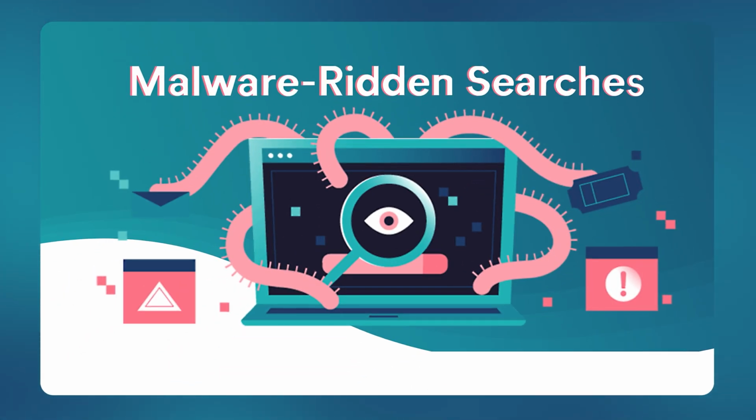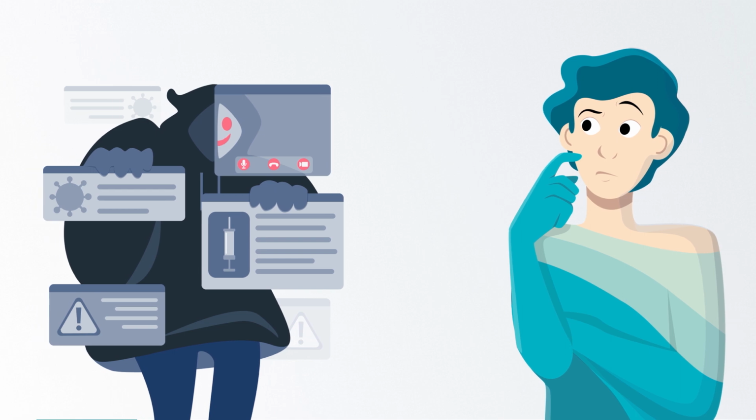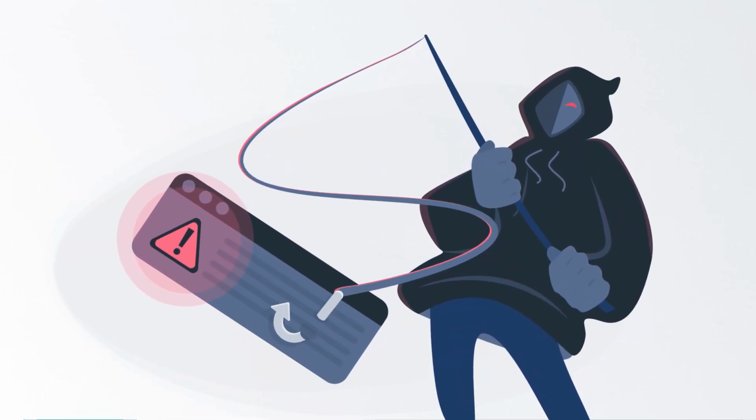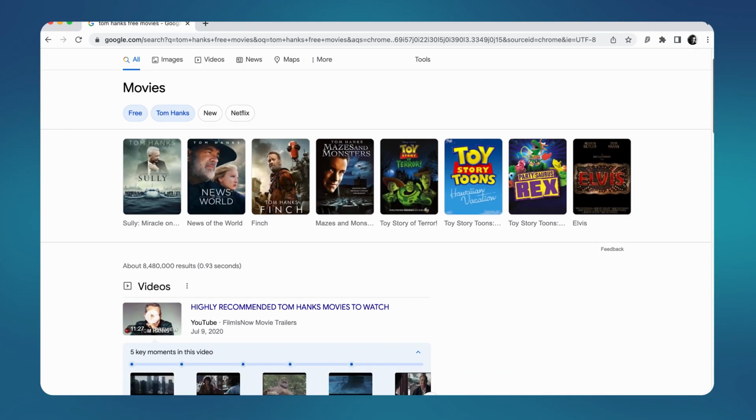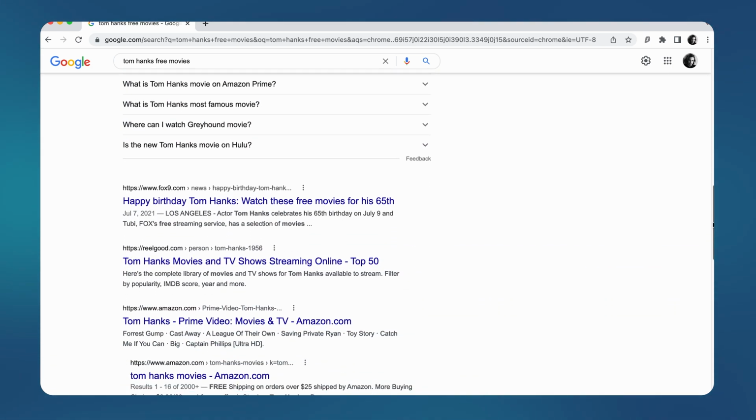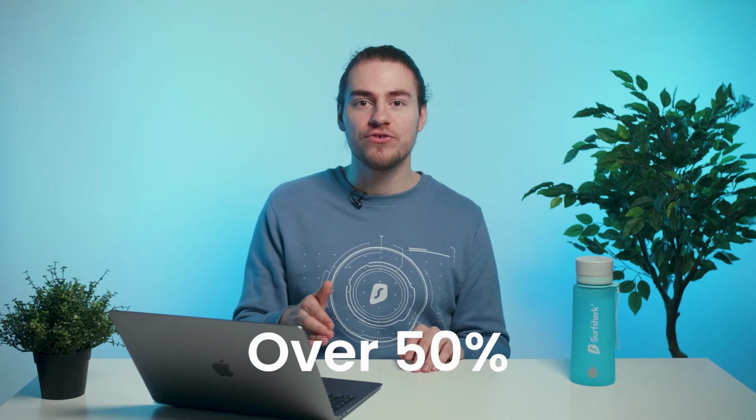Our research team has also released a new project called Malware-Ridden Searches. You see, hackers try to lure internet users into visiting sketchy websites or clicking on download links that contain malicious software that can result in really bad things happening to your device and your data. What we found out is that when you search for torrents or free MP3s of various celebrities, the chances of getting infected increase tremendously. For example, over 50% of searches with Tom Hanks were considered dangerous.